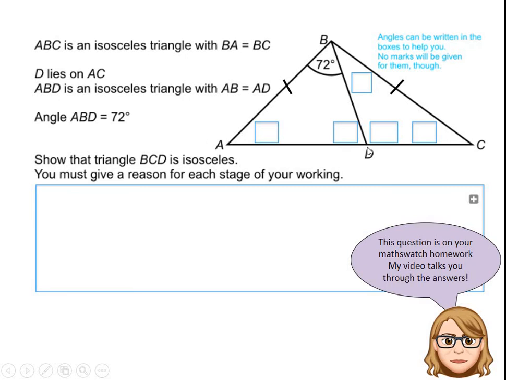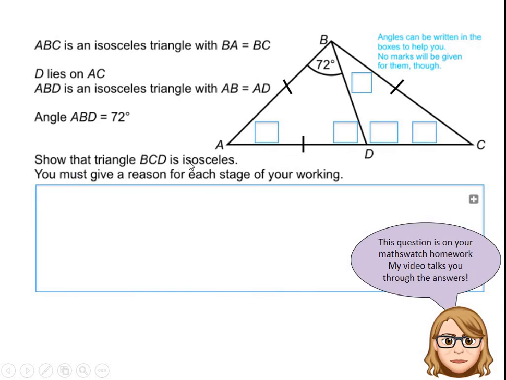D lies on AC. The reason we're told this is to know that ADC is one straight line. ABD, which is this smaller triangle here, is also isosceles, with AB being equal to AD. We've been told, and we can see in the diagram, that the angle ABD is 72 degrees. Now how they've labelled that is, if we go from letter A to B to D, we've created this angle here. It's worth remembering how to label angles.